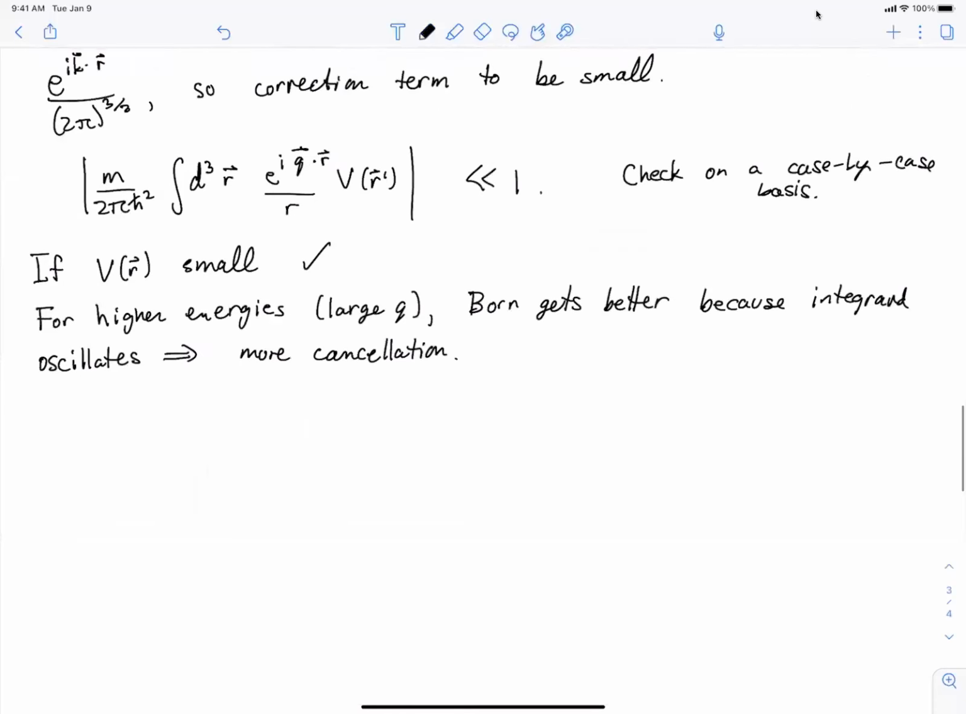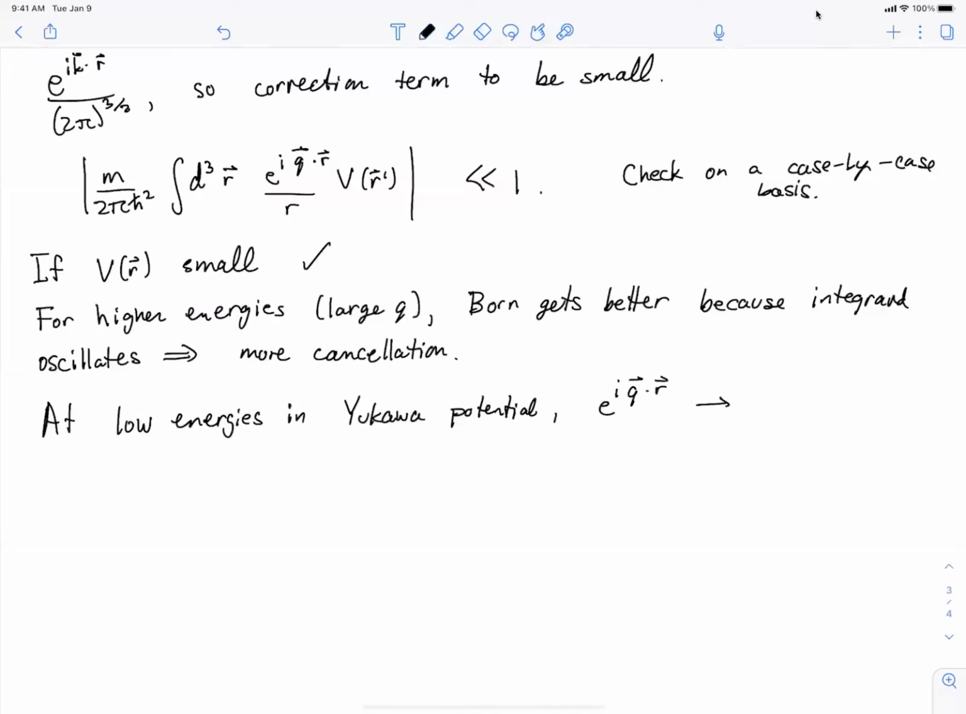So let's think about this just in the Yukawa potential case that we just did. Let's worry about the low energy limit of the Yukawa potential. So at low energies, in the Yukawa potential case, there's the e to the i, let me call it q again, because it's k minus k prime, so that's q dot r. So we can just take that to be 1. That's the worst case scenario.